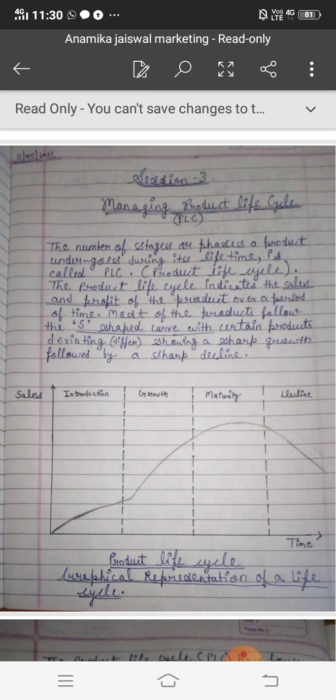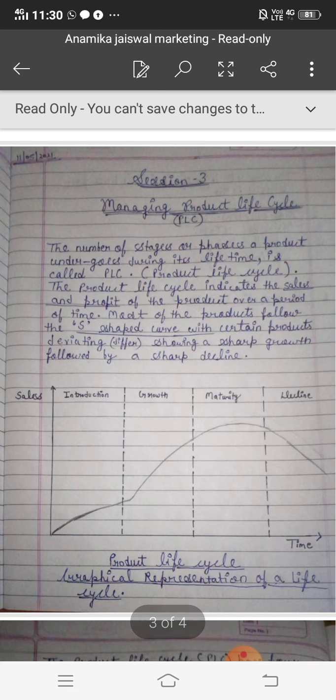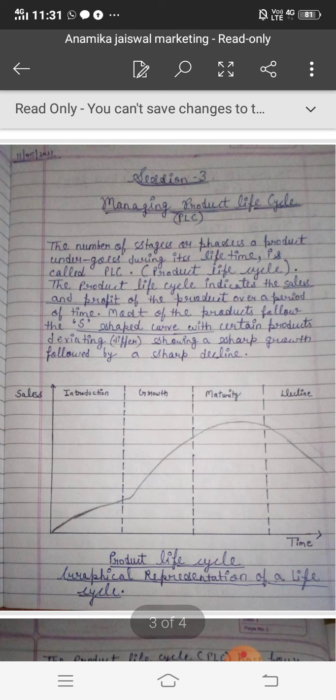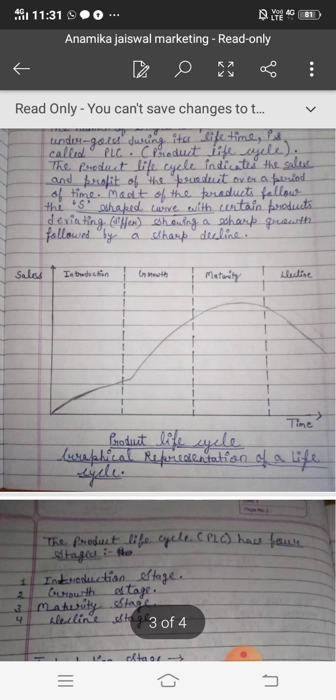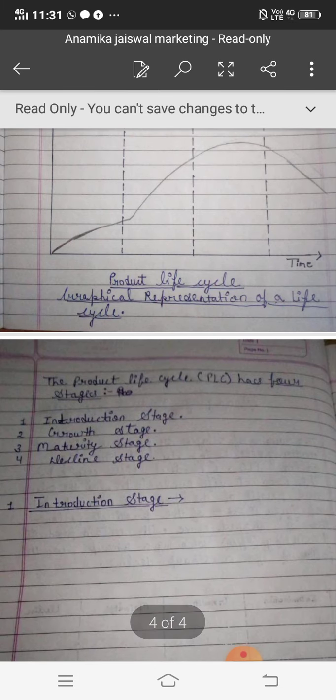Last, decline. Decline means now the product is not getting sales properly because of competitors, new products are coming in the market, so its sales are decreasing, similarly profits are also decreasing, so the product is declining from the market. So there are 4 stages of PLC. It is the diagram. Here also we have written the names. The product life cycle PLC has 4 stages: introduction stage, growth stage, maturity stage, decline stage.